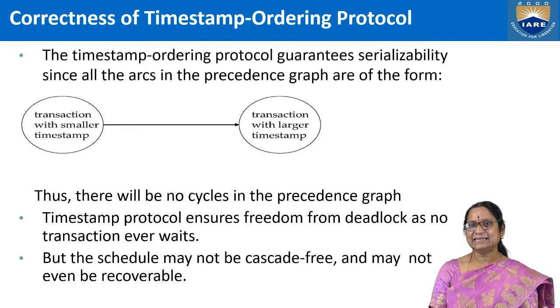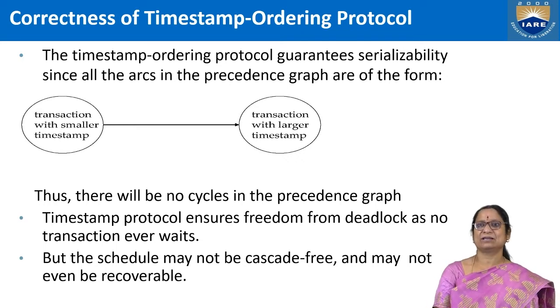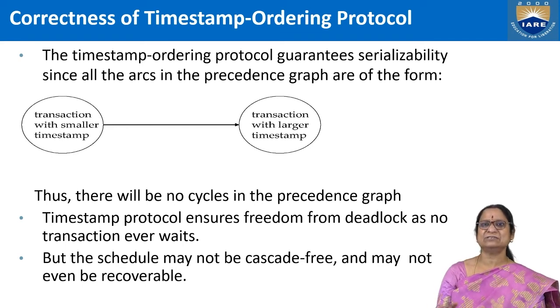There will be no cycles because of this in the precedence graph, and the timestamp protocol ensures freedom from deadlock as no transaction ever waits. It is not waiting, just observe the previous discussion. If a condition is not satisfied, we are aborting, that's all. We are not waiting, and there is no releasing of locks. So no waiting means no deadlock.